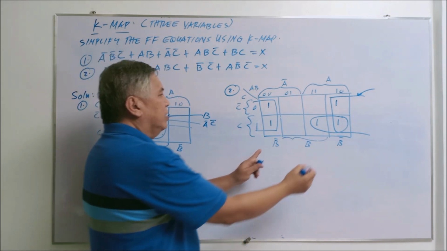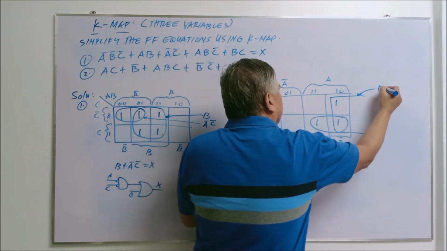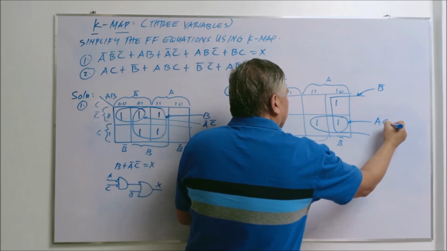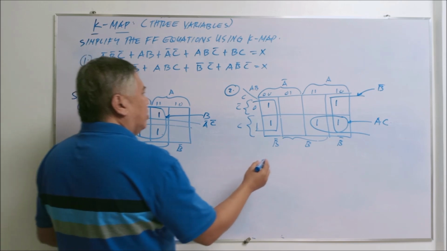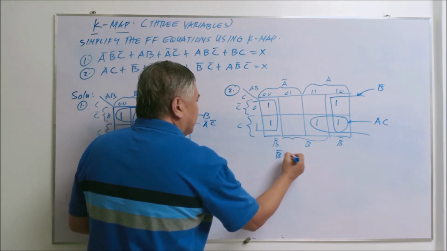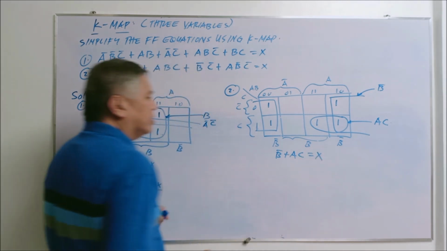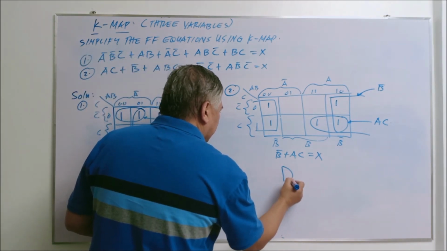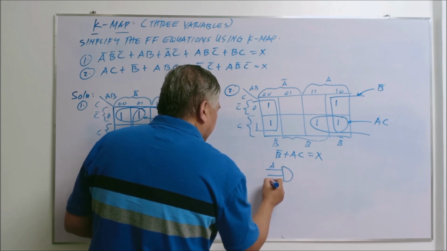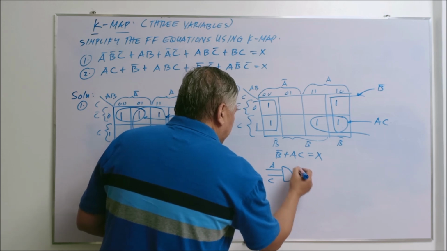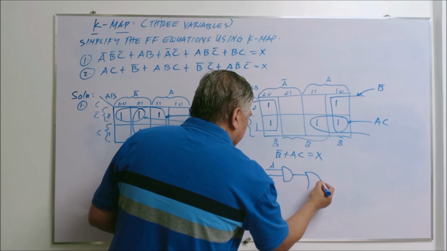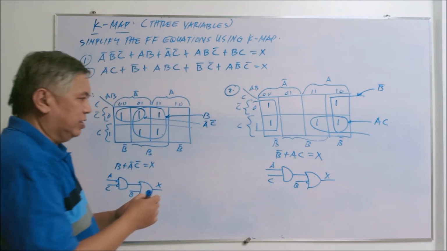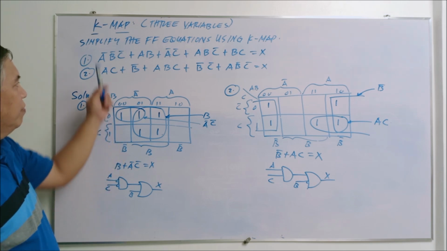And then you obtain the equation. So this one here belongs to B bar. And this one here belongs to AC. Okay? So the equation now becomes B bar plus AC is equal to X. So our logical equation will be, you have an AND gate represented by inputs A and C, and then we have B bar. So B bar is being OR to AC. So we have here an OR gate, and that is your X. So that will be our solution for this particular example.